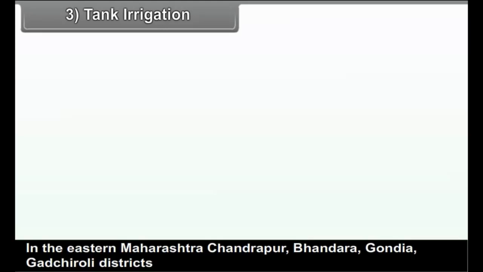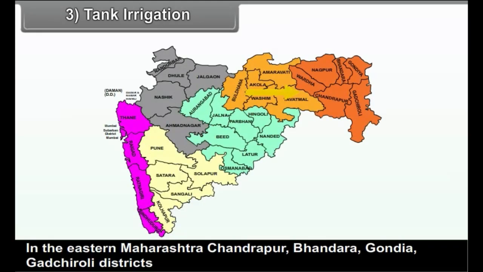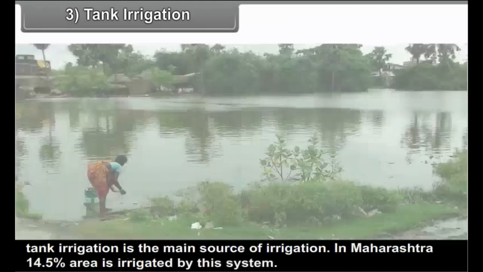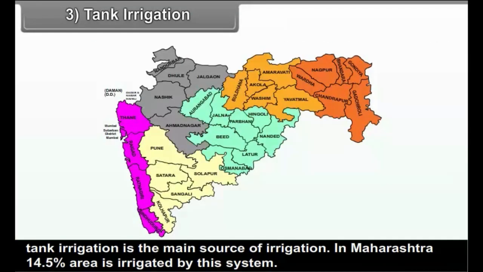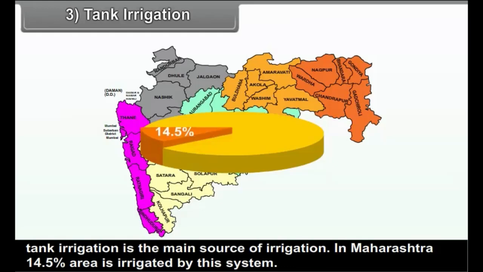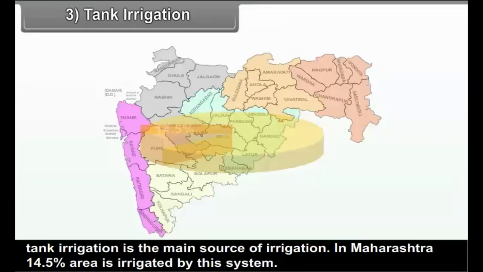Number 3, tank irrigation. In eastern Maharashtra, Chandrapur, Bhandara, Gondia, Gadchiroli districts, tank irrigation is the main source of irrigation. In Maharashtra, 14.5% area is irrigated by this system.